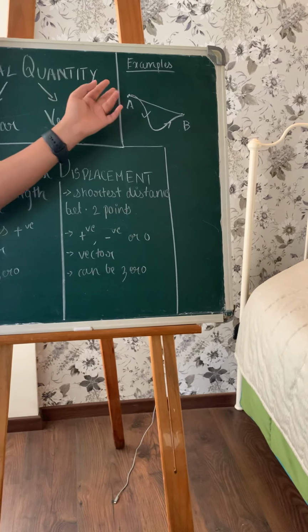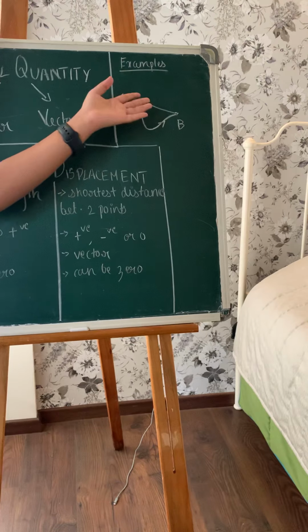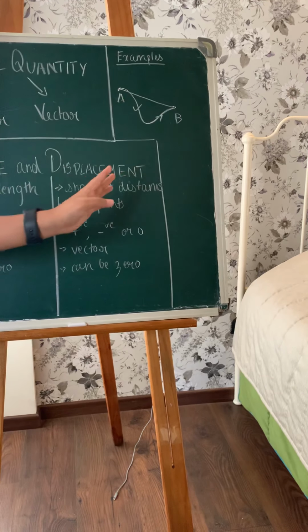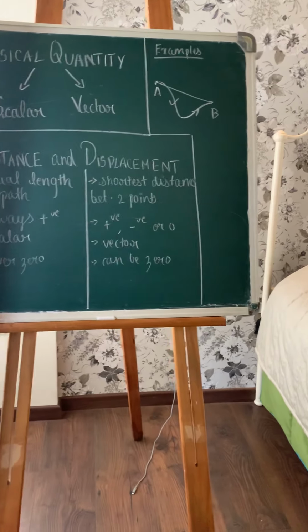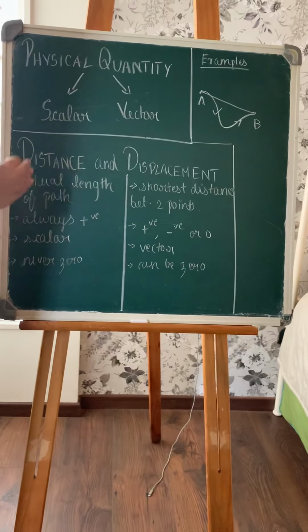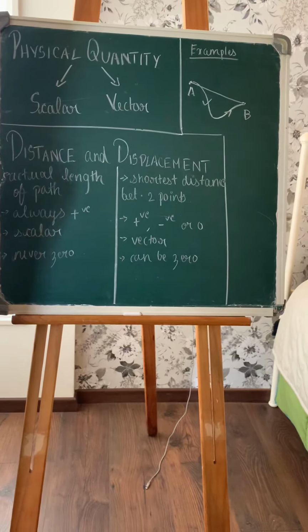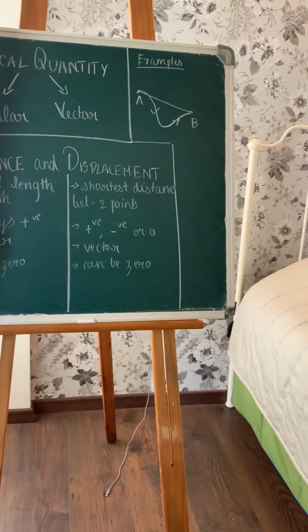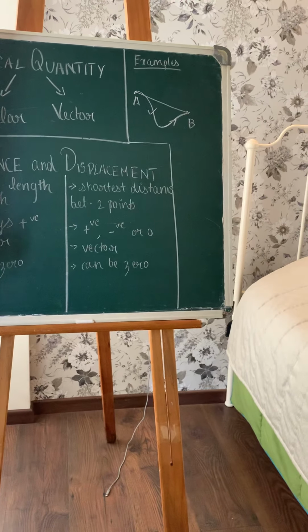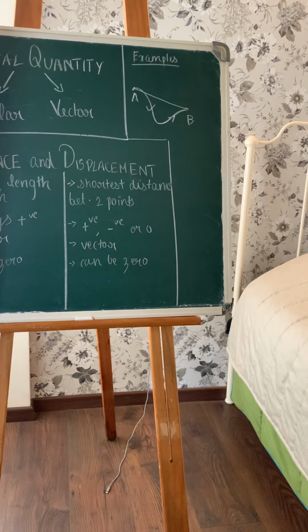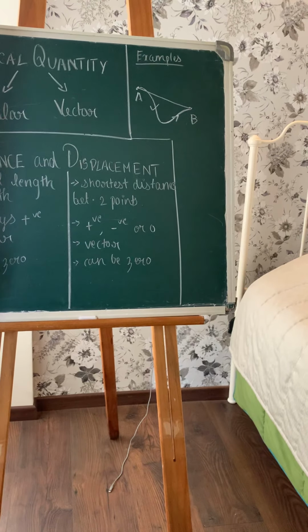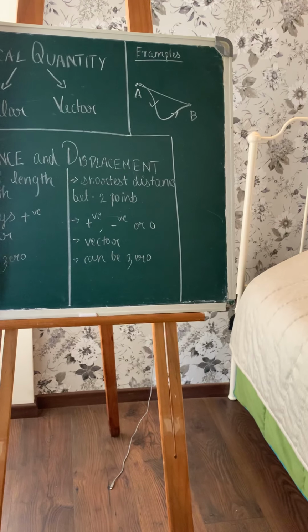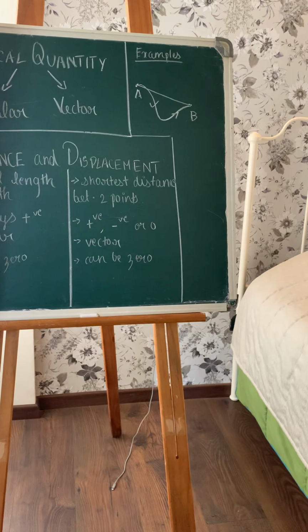Even though the object does not travel on this path, it is said to be the displacement because it is the shortest distance between those two points. So distance is a scalar quantity, whereas displacement is a vector quantity, because in whichever direction the object travels, it doesn't matter in distance, whereas in displacement, it's really important. Direction is taken into account in displacement.